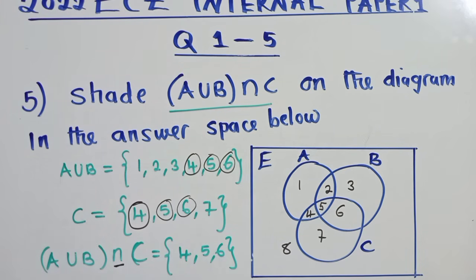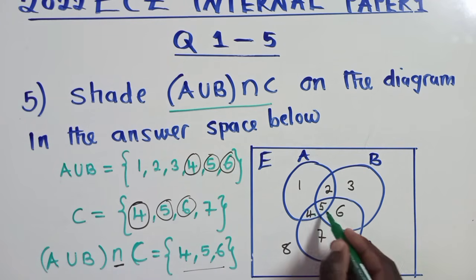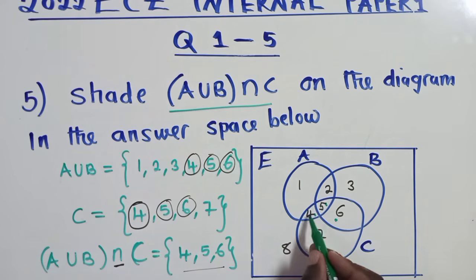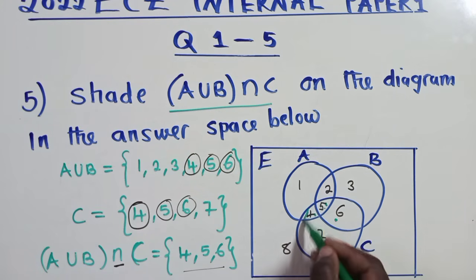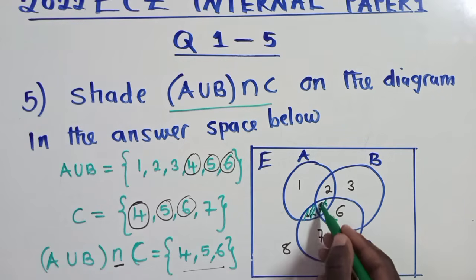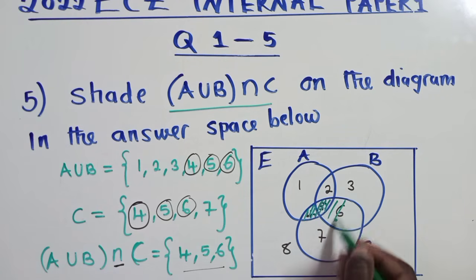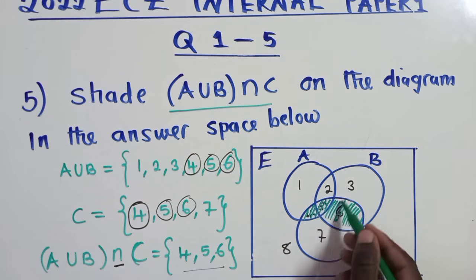Okay. So after we've identified these, we go to the positions where these numbers are found. There is here, here, and here, because 4 is right here, 5 here. So this is the region that we need to shade. So we can shade it like this. Like this. We shade like that.